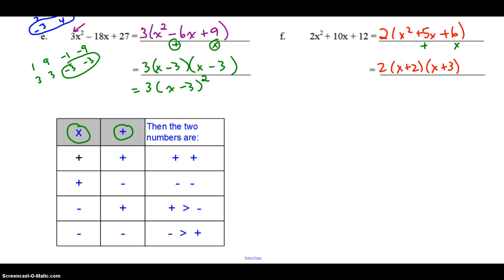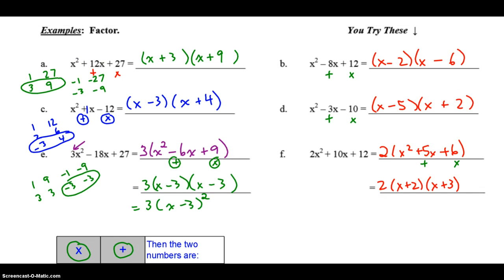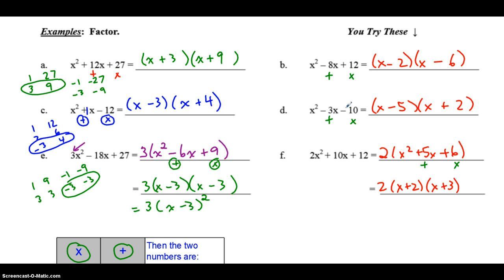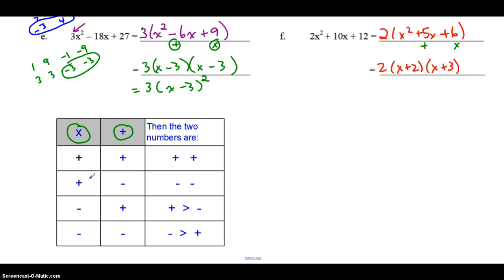So you can see that happening in some of our examples here. This one multiplies to a negative, so one's negative, one's positive, but the negative is the bigger. 5 is bigger than 2. As well over here, multiplying to a negative, adding to a positive. So one's negative, one's positive, but notice the positive 4 is bigger than the negative 3. So you might want to jot this down. It might help you coming up with those factors, especially if you struggle with those integers.